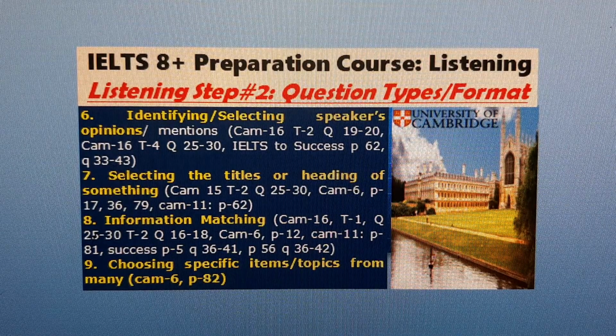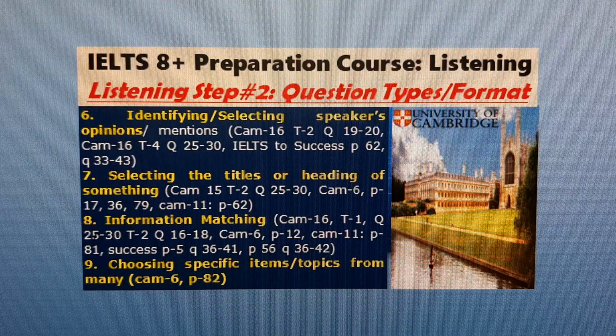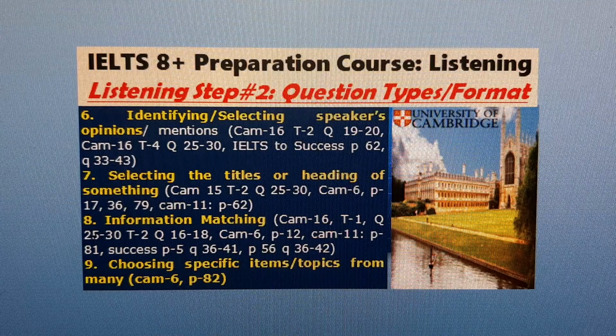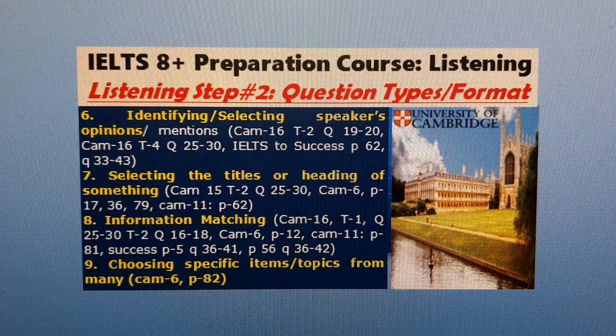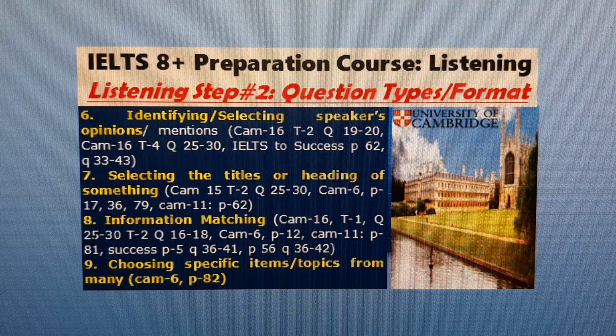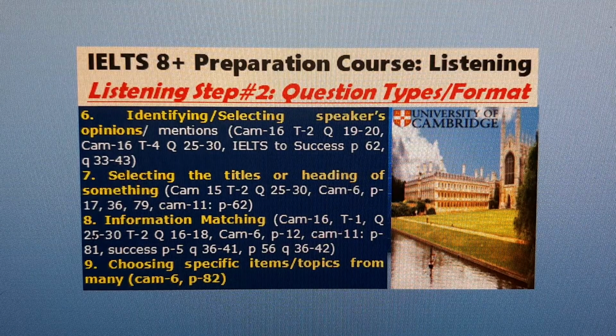This type of question you can find available in Cambridge IELTS 16, Test 1, question 25 to 30, Test 2, question 16 to 18, Cambridge IELTS 6, page 12, Cambridge 11, page 81, IELTS Success, page 5, question 36 to 41, and page 56, question 36 to 42, and so on.